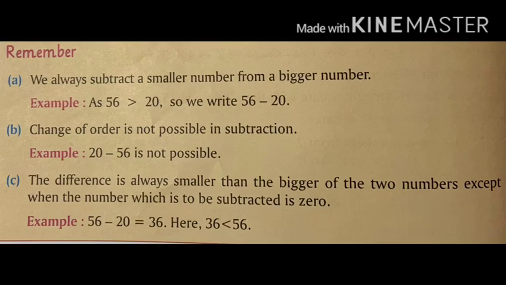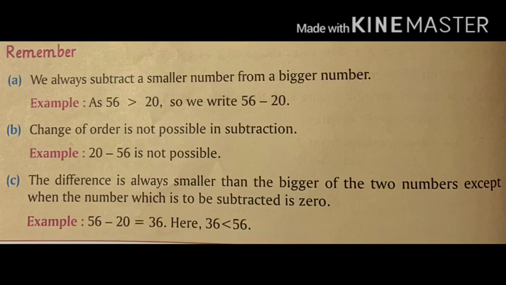Now there are some rules which we must remember while subtracting. Number 1, we always subtract a smaller number from a bigger number. For example, we know that 56 is greater than 20. So, we always subtract 56 minus 20. Rule number 2, change of order in subtraction is not possible, which means that we cannot subtract 56 out of 20. It's not possible. So the higher number should always come first and the lower comes after the higher one.